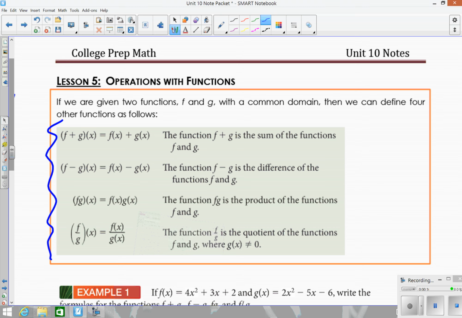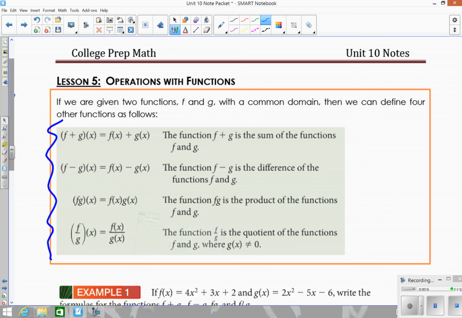So basically, if you have two functions, f and g, that have the same domain, then we can use these notations to represent operations. So f plus g of x basically just means add function f to function g. F minus g of x means f of x minus g of x. F times g of x means to multiply the two functions. And f divided by g of x means that you can just separate it into the division of the two individual functions.